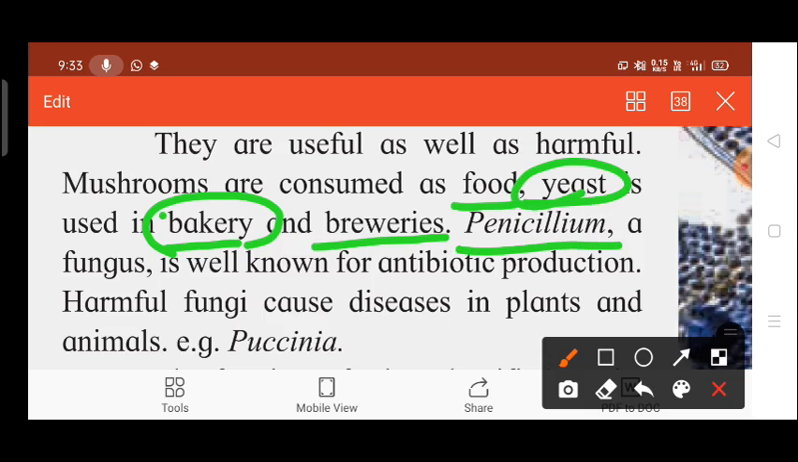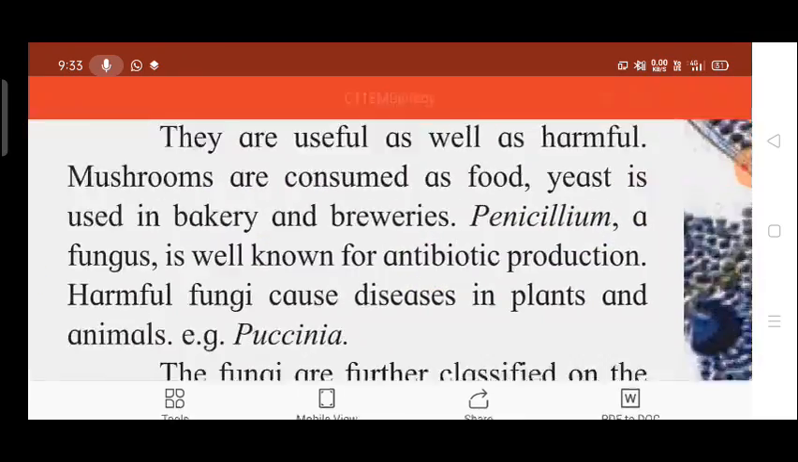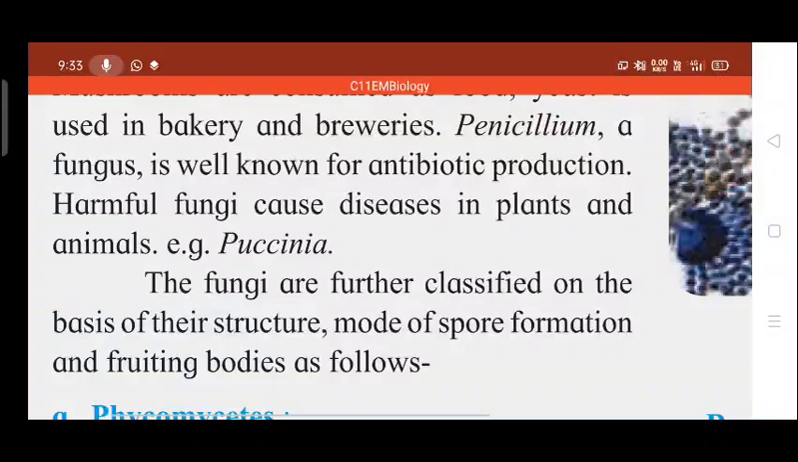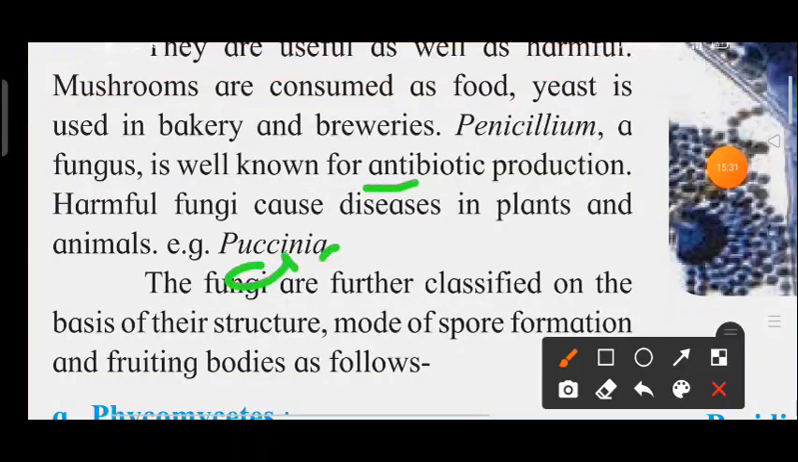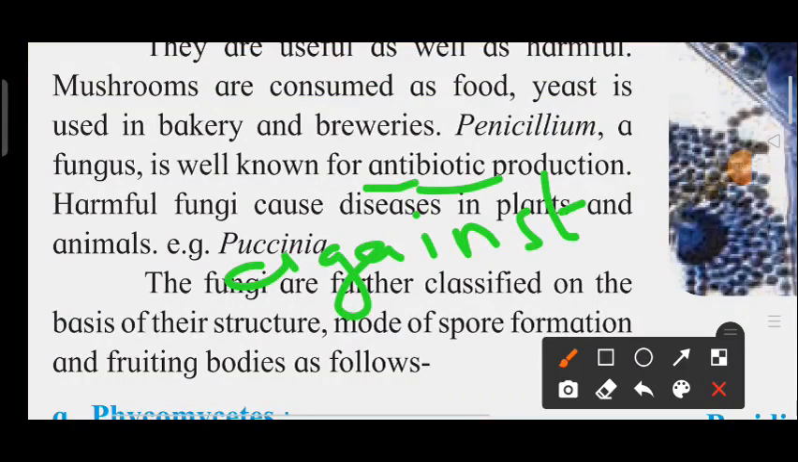Okay, penicillium is a species of fungus. It is well known for the production of antibiotics. Here the word is antibiotic. What is meant by antibiotic? Anti means against, and biotic means living thing, so against the living thing.